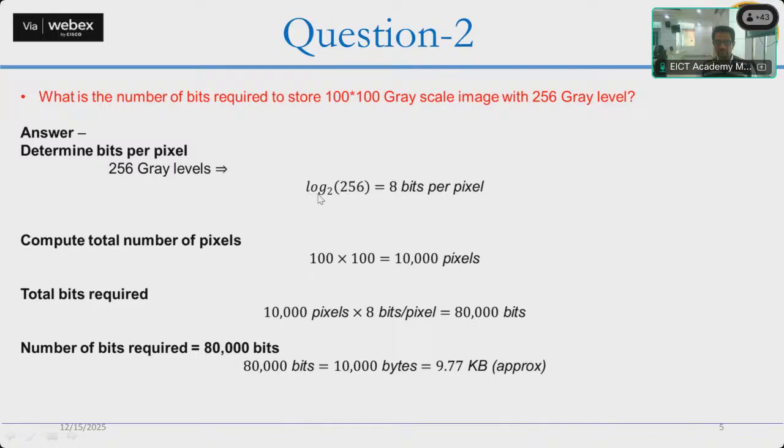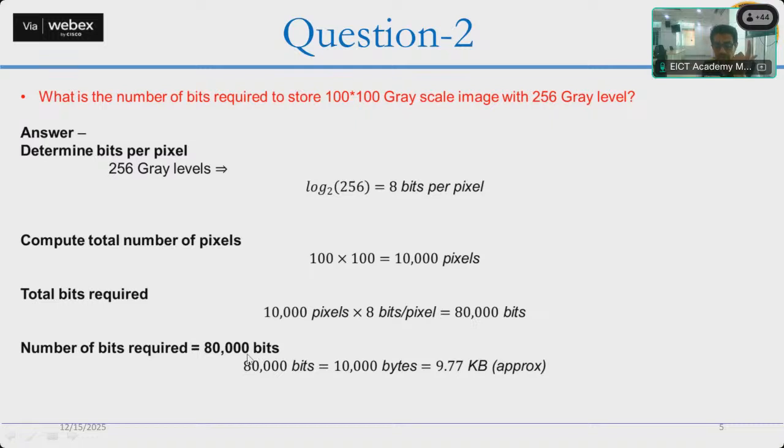How do we calculate? It is log to the base 2 of 256, which is 8 bits. 8 bits per pixel, or we can say that 8 bits are used to represent a pixel. Then the total number of pixels is given, right? This is basically 10,000 pixels. Since each pixel contains 8 bits, 10,000 pixels will contain 80,000 bits. These many bits are required.